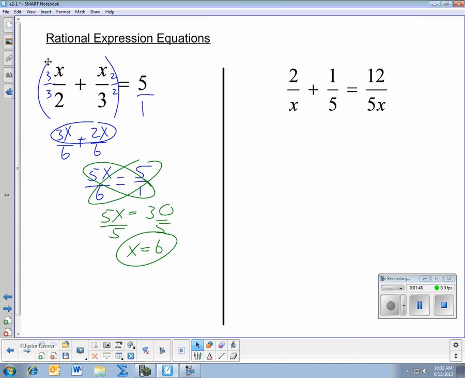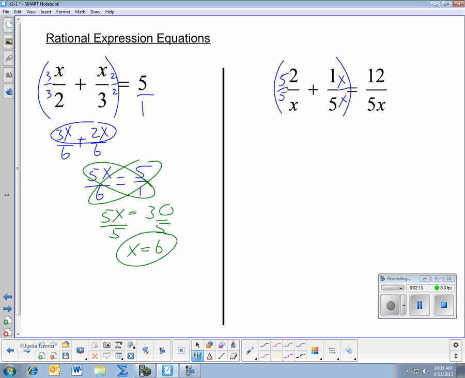The second example is the same thing. I'm going to combine the left side into a single fraction by just adding and subtracting fractions, getting common denominators. The common denominator between x and 5 is going to be 5x. And so I'll multiply the left by 5 over 5. Remember, what you do to the top, do to the bottom. The right by x over x.